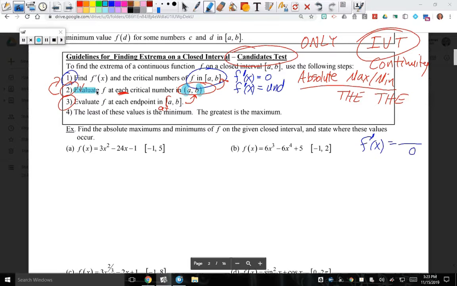So let's do all of these in blue, and we'll do my endpoints in gray for boundaries. Alright, here we go.